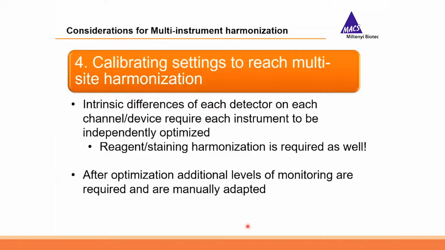calibrated to each other. Another key component of this calibration is the reagent staining and harmonization. That really needs to be ensured as well, that you're not delivering any kind of additional variability there, which might affect the quality of the data on the back end. And after optimization, you need to always monitor and ensure and adjust manually any changes in the gains that would be needed to achieve the same target fluorescence values.